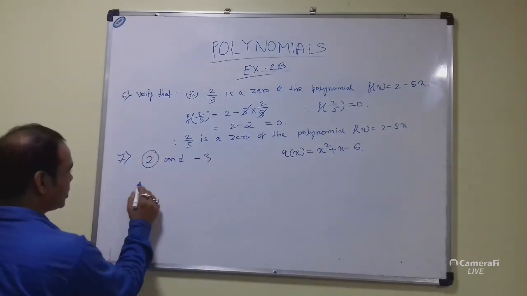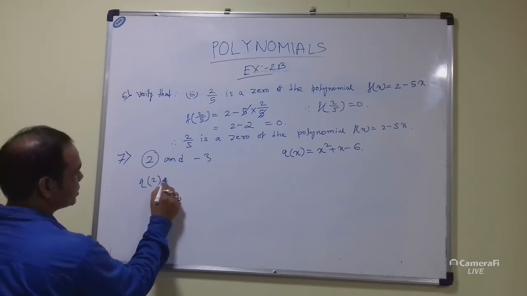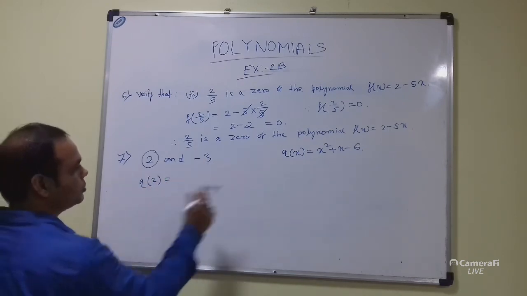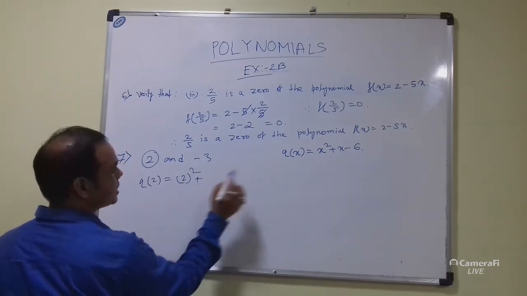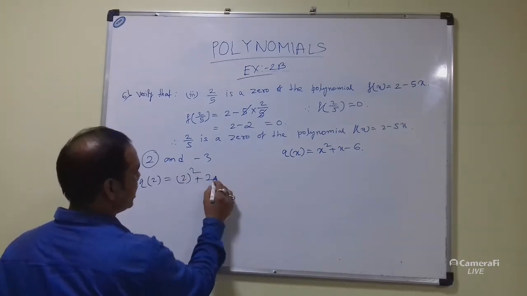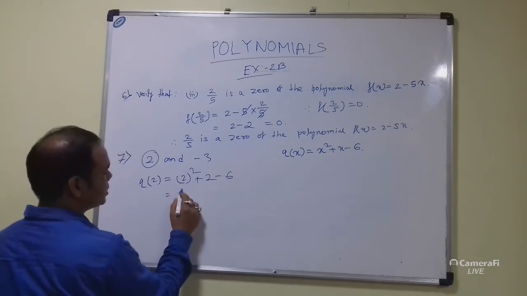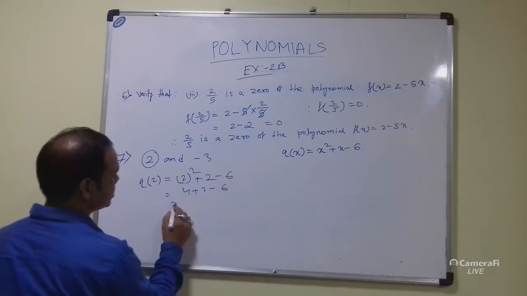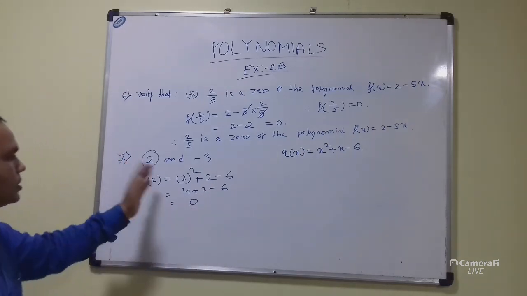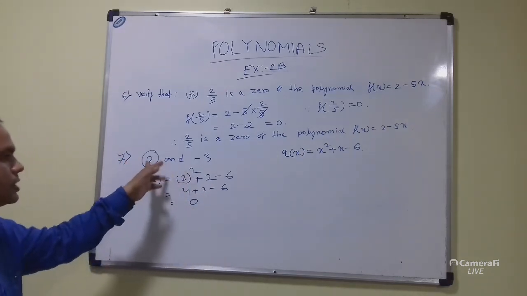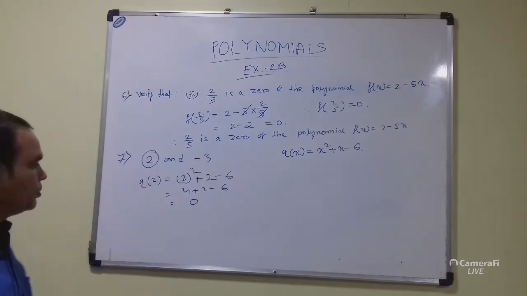So at first we have to take 2 in the place of x. So q of 2 is equal to x square, which means 2 square, plus x, which means 2, minus 6. So 2 square is 4, plus 2, minus 6. So 4 plus 2 is 6, and 6 minus 6 is 0. So the result is 0. So that means 2 is a zero of the given polynomial.